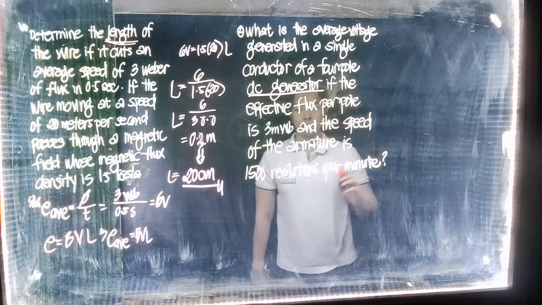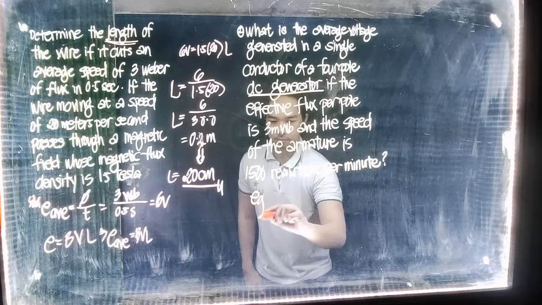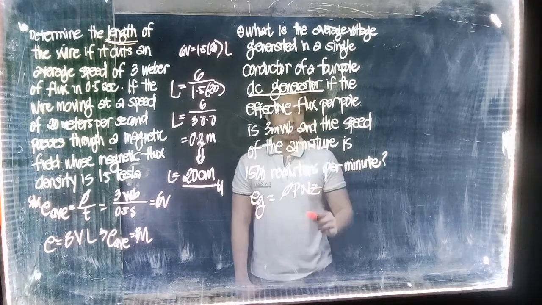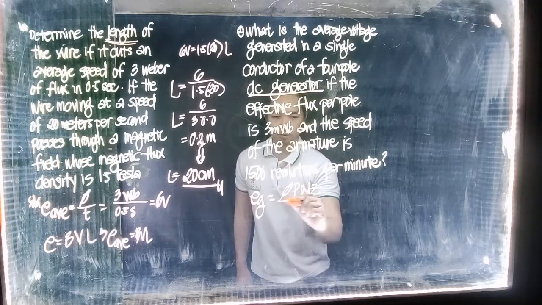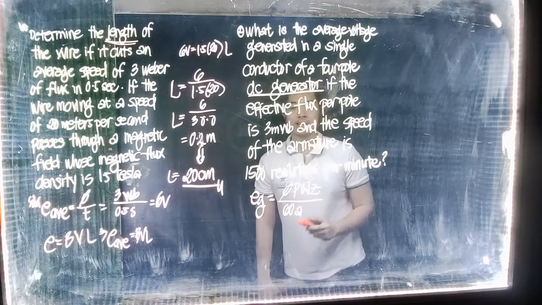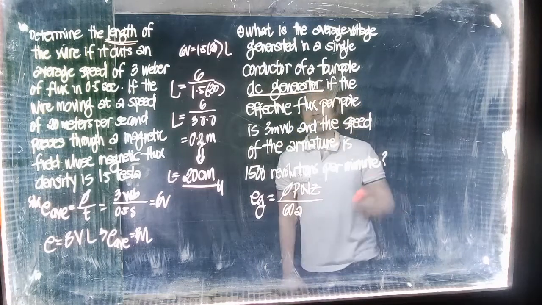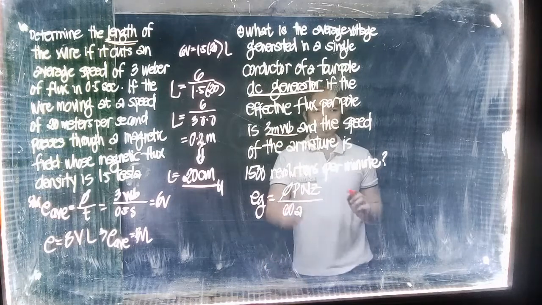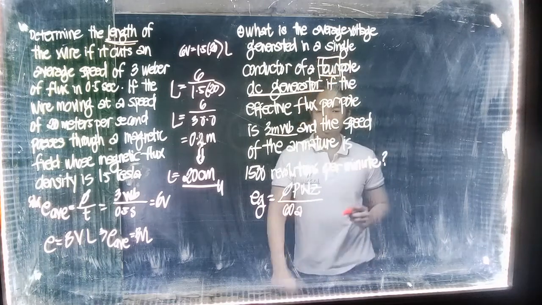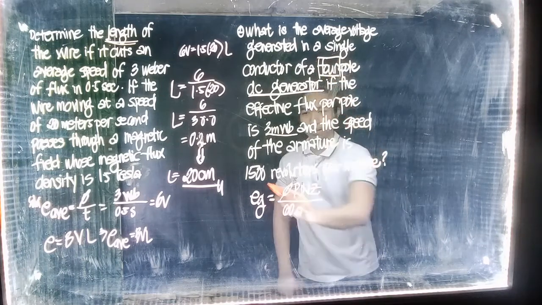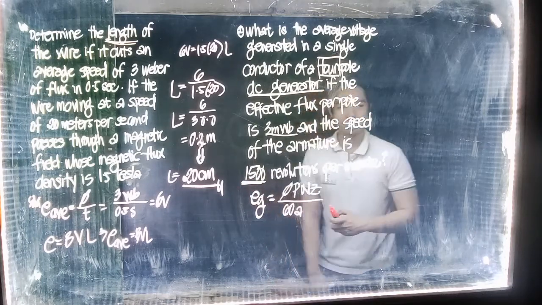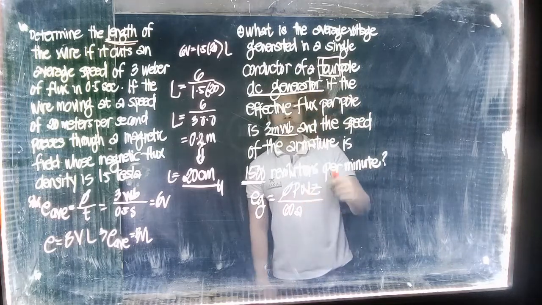For this one, we're going to use the formula EG is equal to P, phi, N, Z over 60A. I have discussed this in our concept video. Phi is the flux, in microweber. P is the number of poles, so we have 4 poles. N is the revolutions per minute, so that is 1,500 revolutions per minute. And Z is equal to 1. A is 1 as well, for the armature.